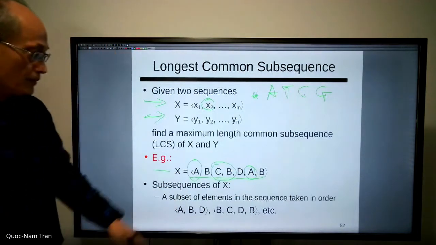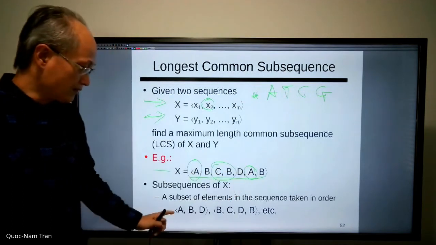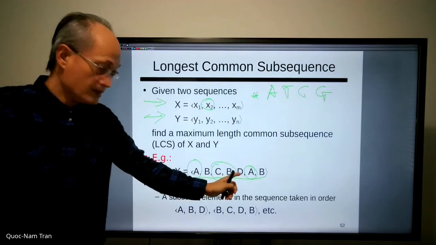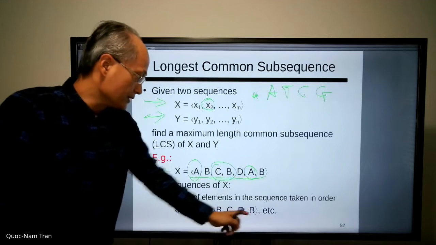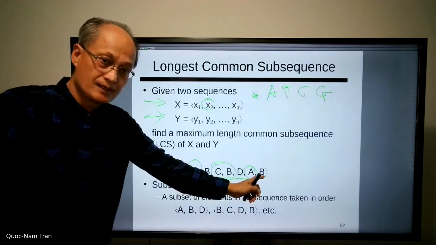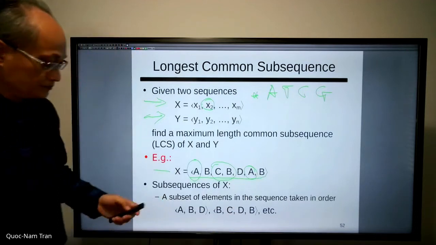So for example, here we can have A, C, B, A, or you can have A, B, D. If you choose A, B, B, that is a subsequence, right? Or B, C, D, B, okay? B, C, D, B is another subsequence.